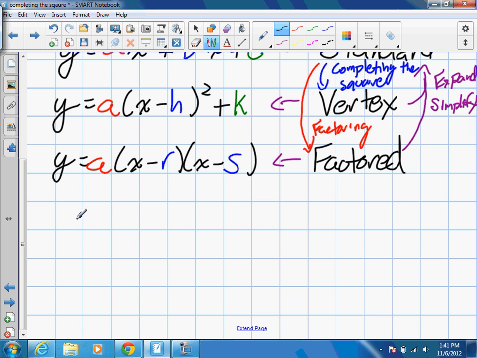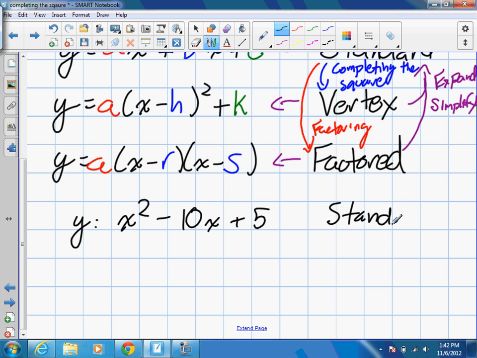Let's say we have y is equal to x squared minus 10x plus 5. This is just an example. First of all, what form are we in? Standard, excellent. And the goal is to get it into vertex form, mainly because we want to find the vertex, either a maximum or a minimum.